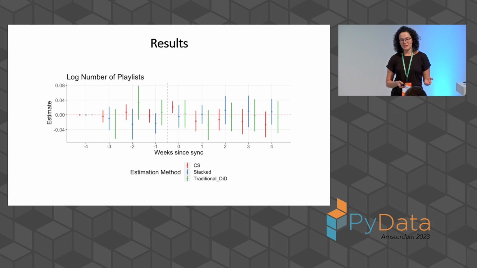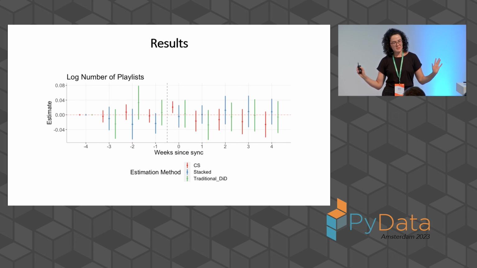The outcome is the log number of playlists a song is placed in. And these estimates basically show the change in the number of playlists a song is placed in. I graphed all three approaches: Callaway and Sant'Anna, stacked difference and differences, and the traditional one. Overall, the first thing is that for me, it doesn't make much of a difference, but it is always good to check. It could have been big differences. In my case, it doesn't.